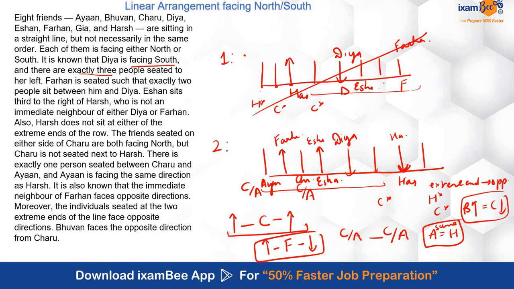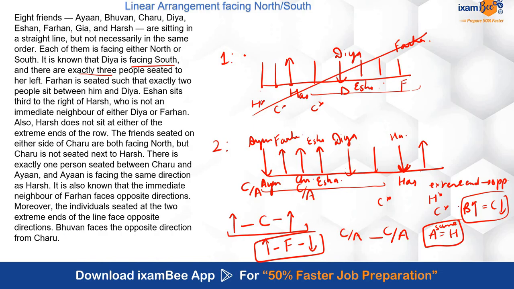Now Ayan's position is dependent on Harsh. We know Harsh is facing south, so Ayan is also facing south. Extreme ends face opposite directions. That means here Ayan is in the south direction, then the other extreme end would be in the north. Both are opposite, right? And Farhan's neighbors are opposite to each other. So if Ayan is facing south, then Charu would be facing north. Then again, I always write on the top, because when you write on the top and below, sometimes you forget to work on it and feel like the place is missing.